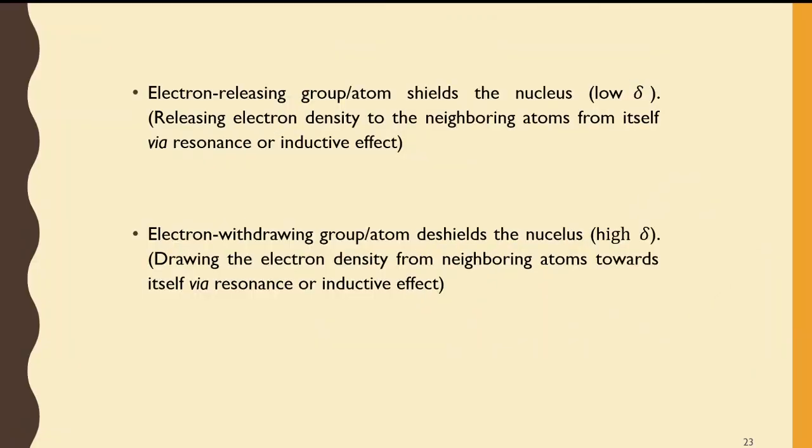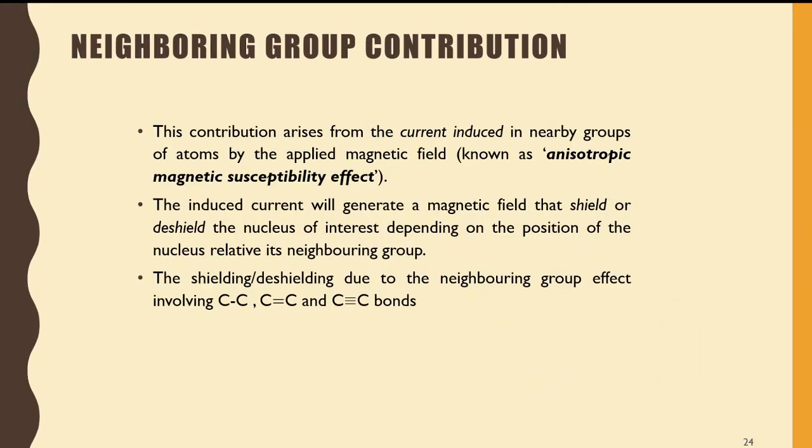So if anything, what I will concentrate on is this electron withdrawing group. Okay, to summarize, an electron releasing group or atom shields the nucleus, as it releases electron density to the neighboring atoms. An electron withdrawing group deshields the nucleus. Sorry, that's the wrong spelling here. And we will draw the electron density away, and so you have high chemical shift.